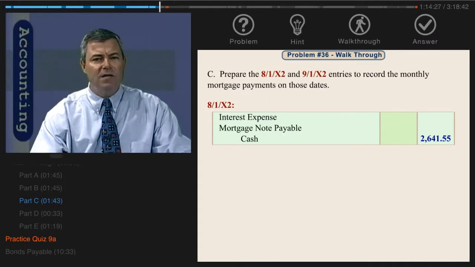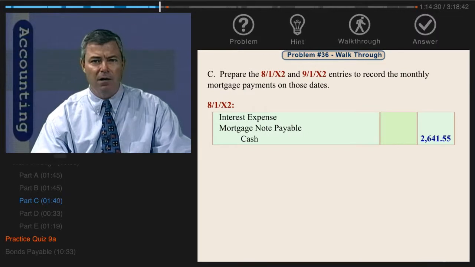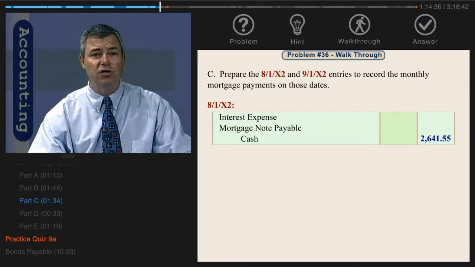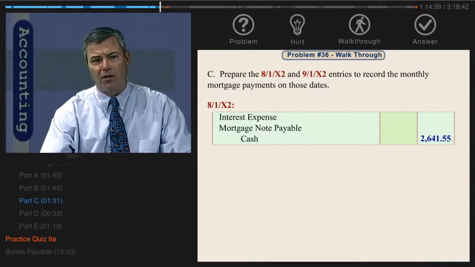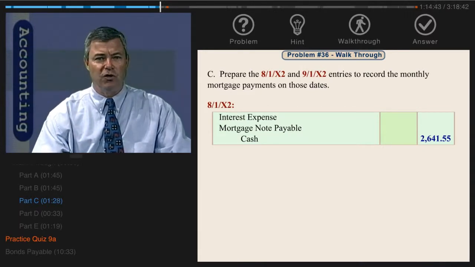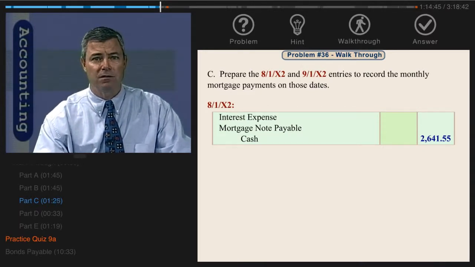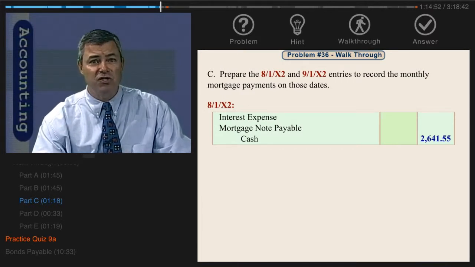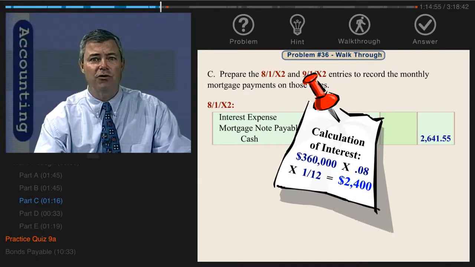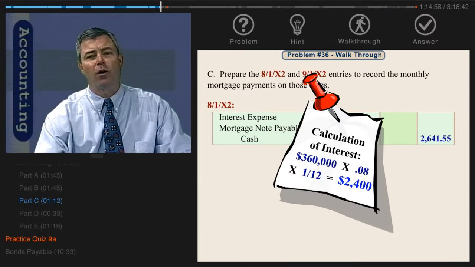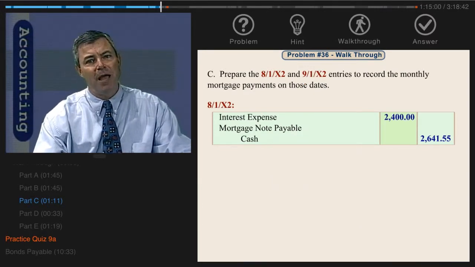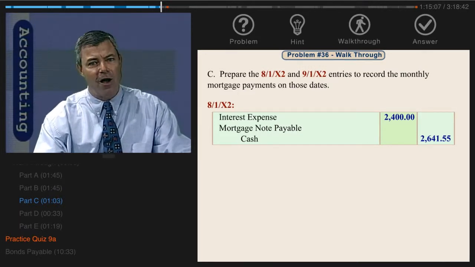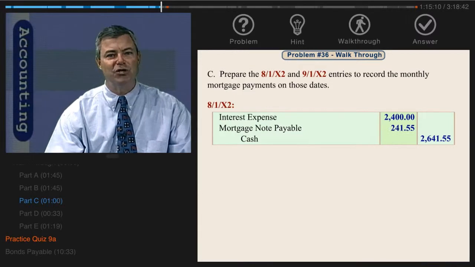Well, the amount of interest is always calculated first, because with any payment, it is first accounted for as payoff of any interest due, and any excess is applied to the mortgage note payable. So let's calculate the interest due at this point in time, and the original principal balance starting this first month of ownership of the real estate is $360,000 times 8%, the annual interest rate, for 1 month or 1/12 of a year, or $2,400. The amount of the payment that's in excess of this, $241.55, represents a partial payoff of the principal of the note and will debit mortgage note payable.